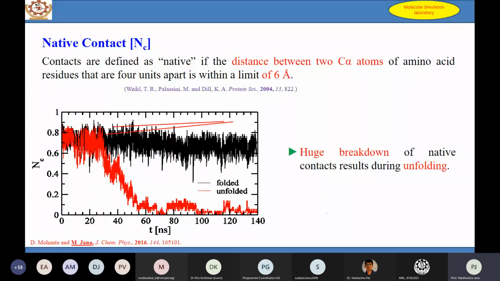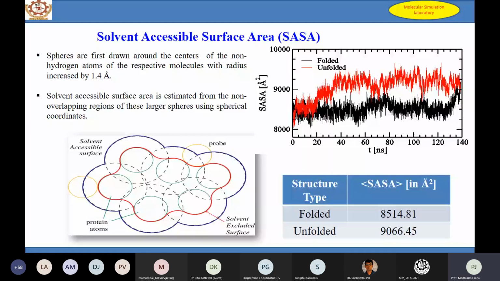Next is the solvent accessible surface area. When the protein is folded, the available surface area for the solvent molecules will be less, obviously, because it is in a folded state. Less part will be exposed to the solvent. And when your protein is unfolded, that means it has a larger surface area, then a lot of solvent molecules can access that.